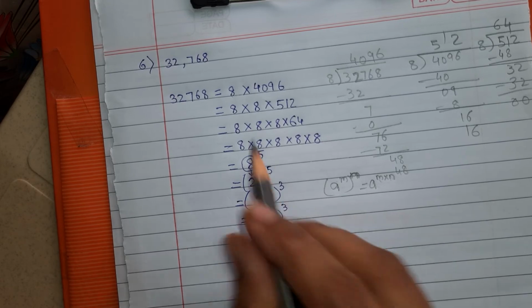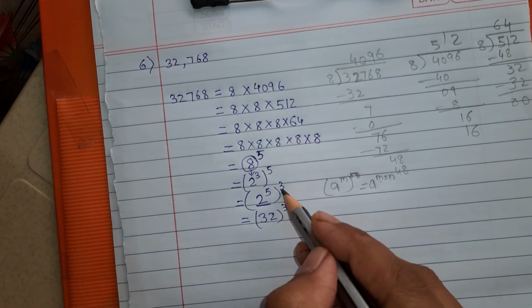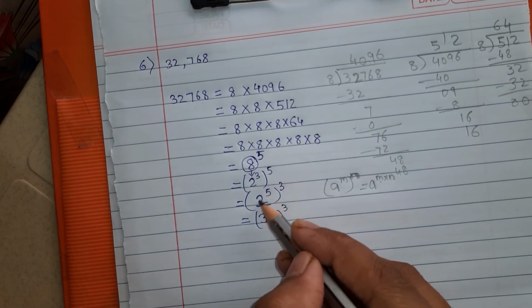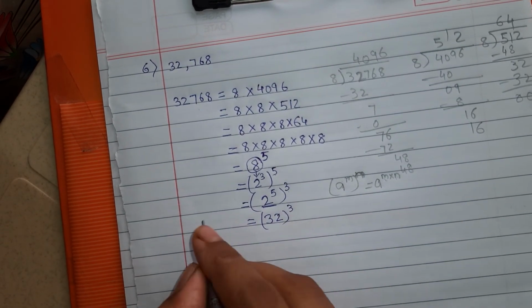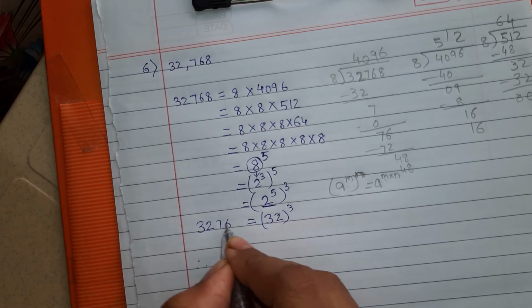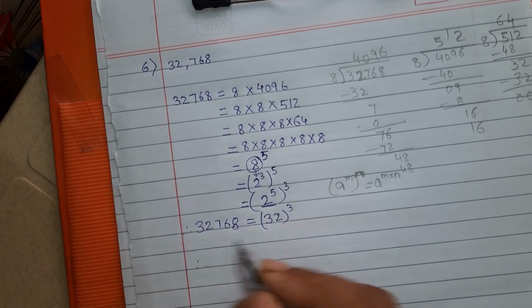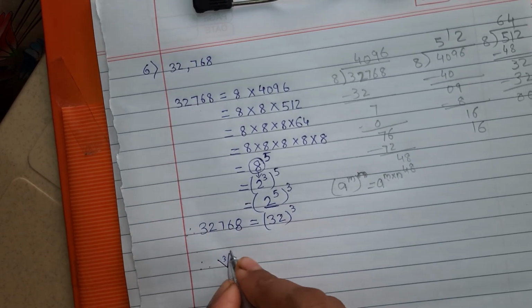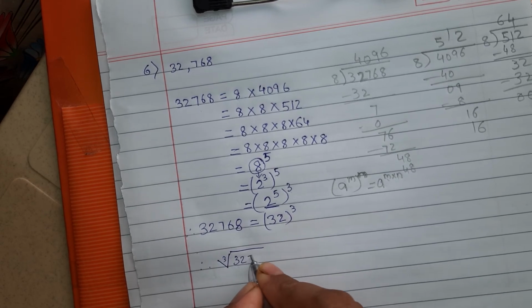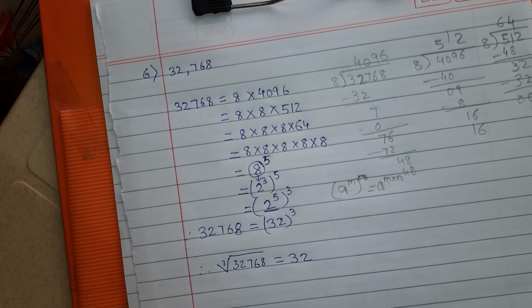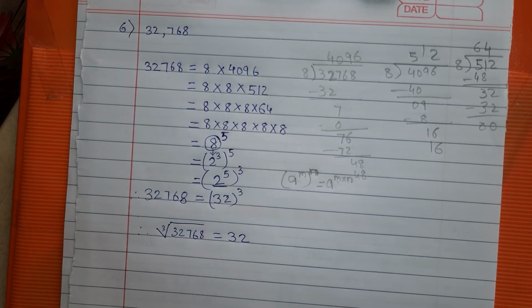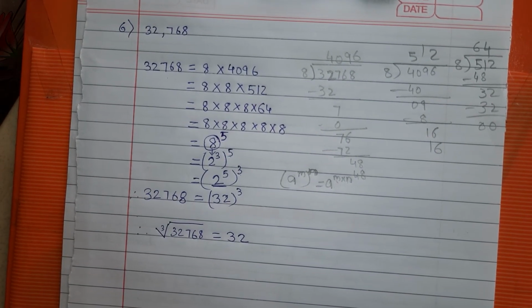We have to find the cube of what. So we kept the power 3 and took 5 inside and solved. So this number is the cube of 32. Therefore, the cube root of this number, 32,768, is 32. So like this you have to find the cube roots of the numbers.